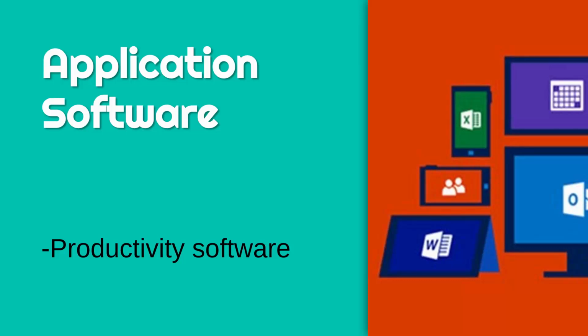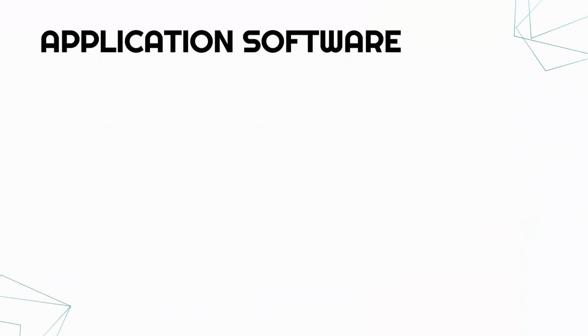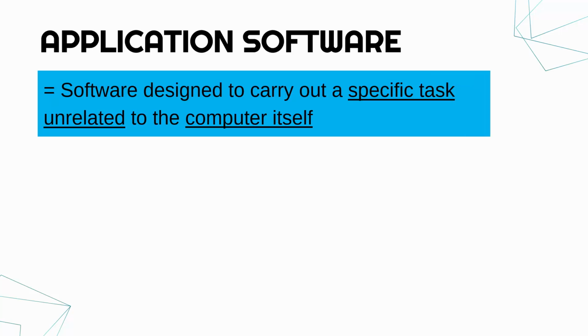Let's now focus on another way of categorizing software, which is based on it being application software. And we're starting to focus on productivity software in this video at least. So, first of all, what is meant by application software? Well, this is any software designed to carry out a specific task unrelated to the computer itself. So by that I mean, if you can do the task without a computer, it is application software.